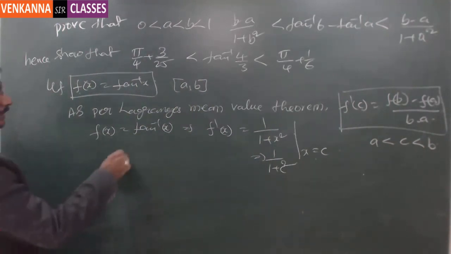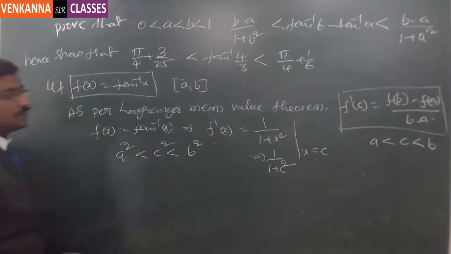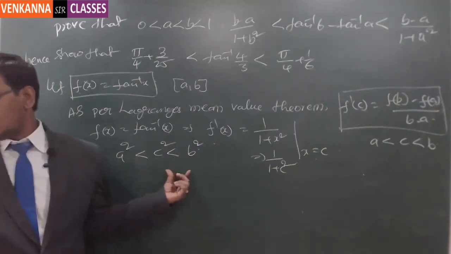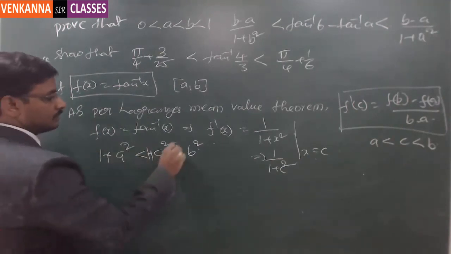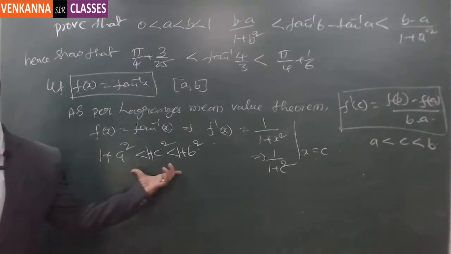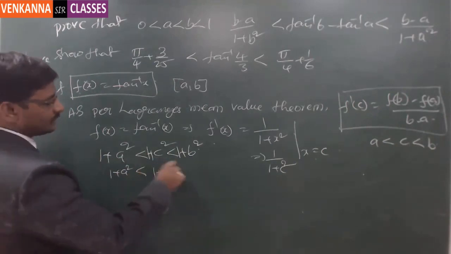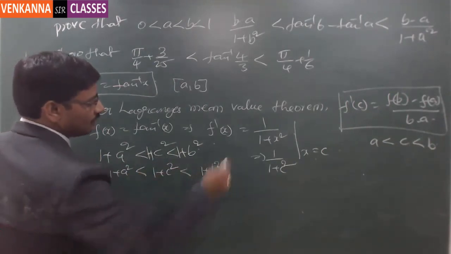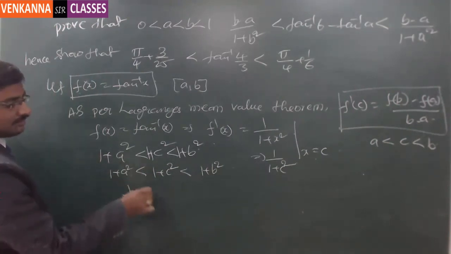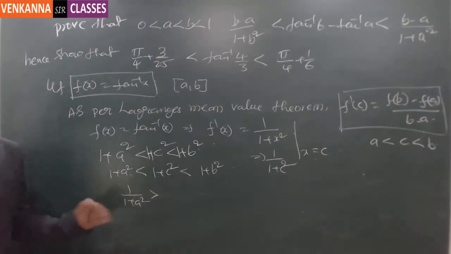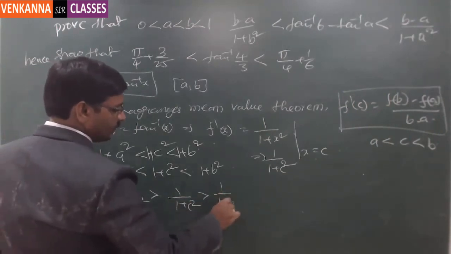So a less than c less than b. If you square it, it will be a square less than c square less than b square. And if you add 1, there won't be any change in the sign. So which essentially means that 1 plus a square is less than 1 plus c square is less than 1 plus b square. If you take the inverse of it, this is 1 by 1 plus a square. Now less than will become greater than because you are inverting. So this is 1 by 1 plus c square is greater than 1 by 1 plus b square.